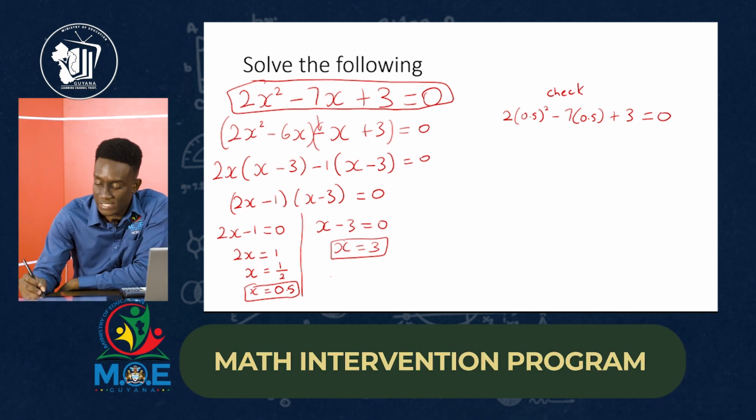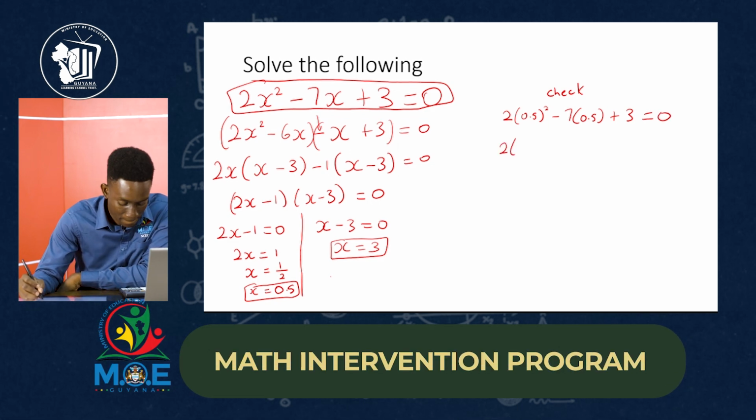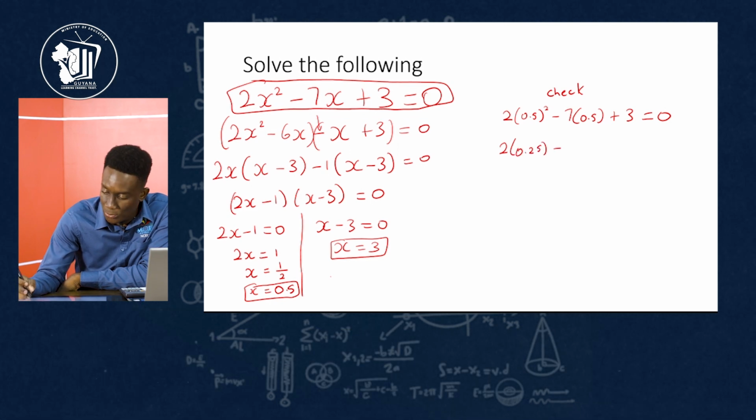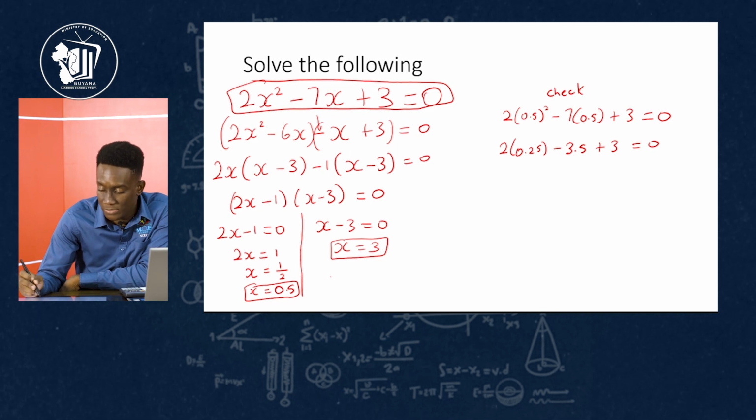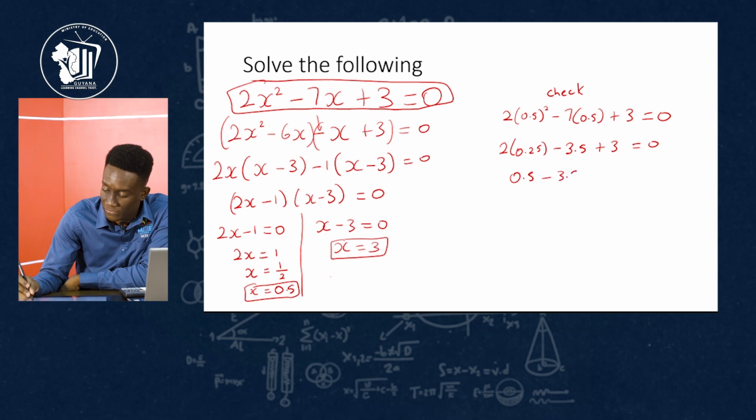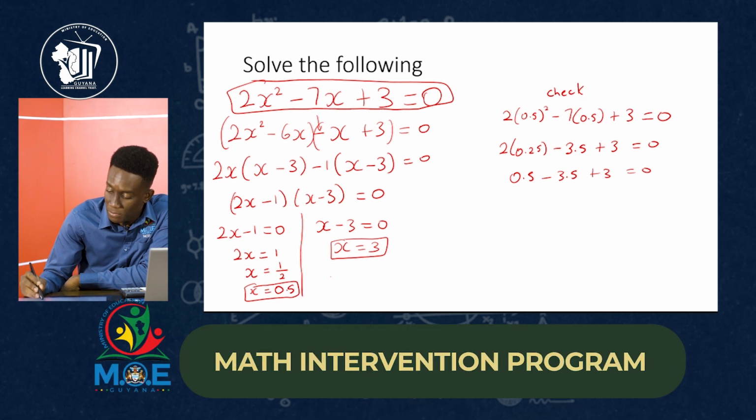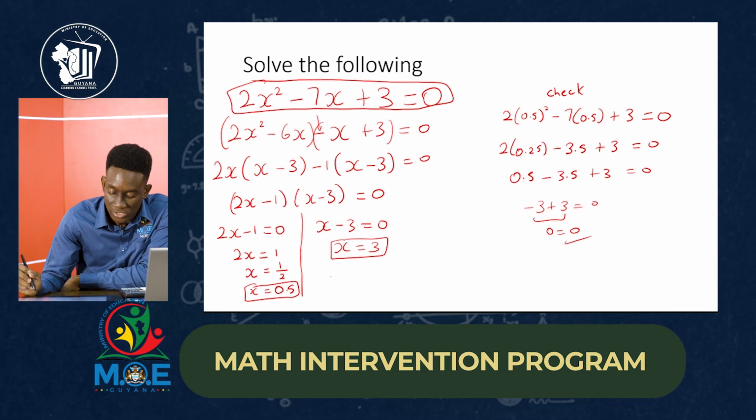So 0.5 raised to the second power will be 2 multiplied by 0.25, subtract 7 times 0.5 will give us 3.5, plus 3, and that should be equal to 0. So 2 times 0.25 would give us 0.5 minus 3.5 plus 3. That should give us 0. And when we subtract 0.5, subtract 3.5, that would give you minus 3 plus 3. That would give us 0. So this side will work out and give you 0 is equal to 0. So yes, the 0.5 checks out.